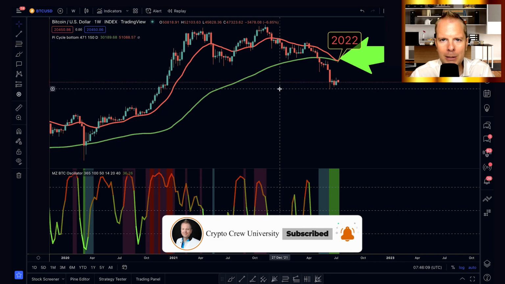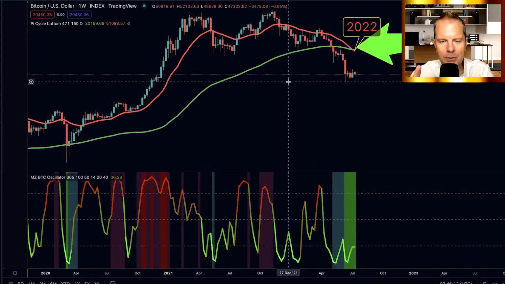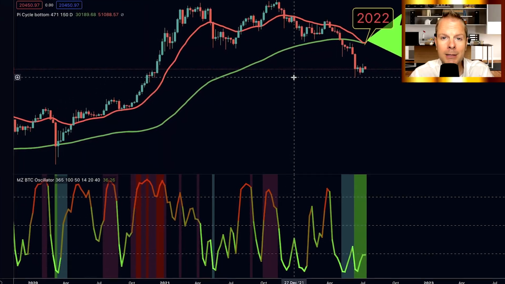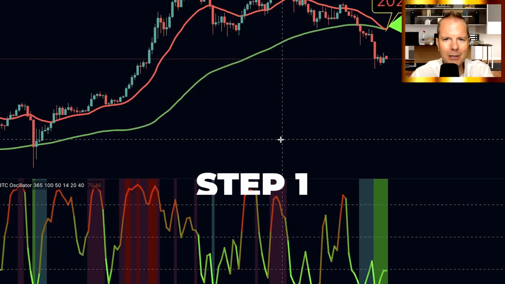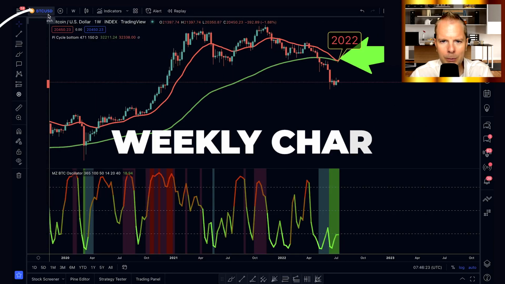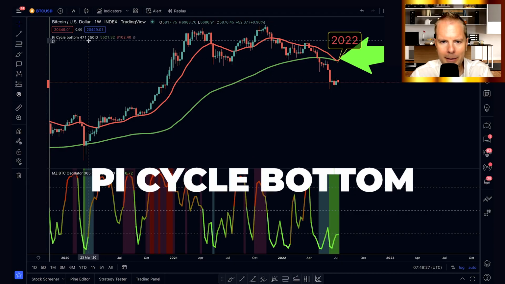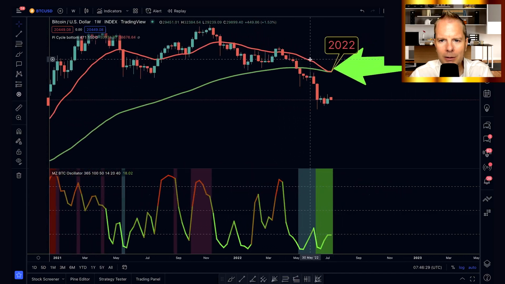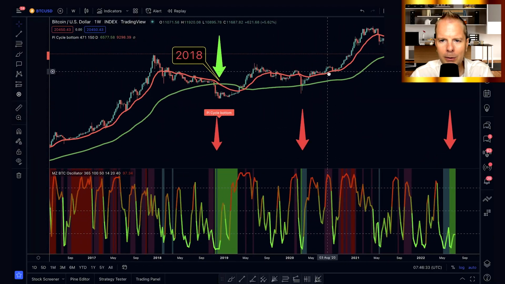We're jumping straight into it, and in step 1, and again, we only have 3 simple steps of how to find the bottom, and this is step 1. I want you to set up these charts precisely how I have them here. We're on the weekly chart, and we're on Bitcoin USD. Now, what I want is for you to pull up the pi cycle bottom, and I want you to see if this red line has in fact crossed the green line. Okay, that's a part of step number 1.